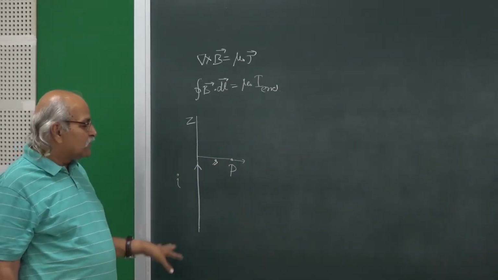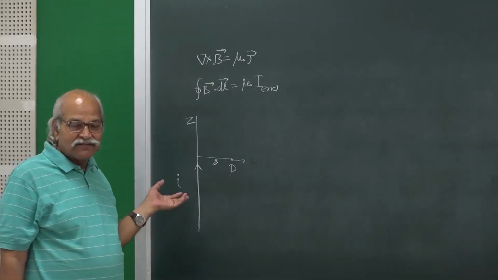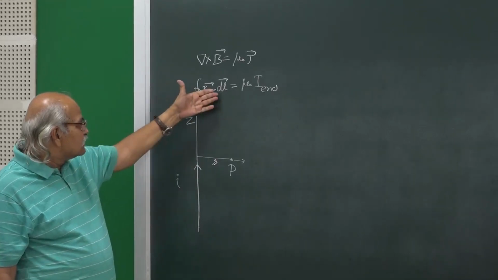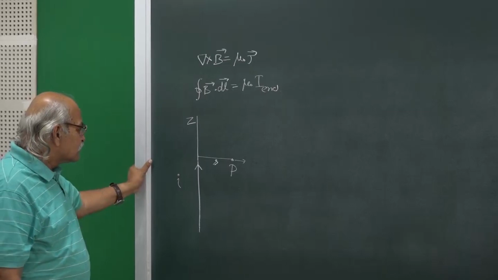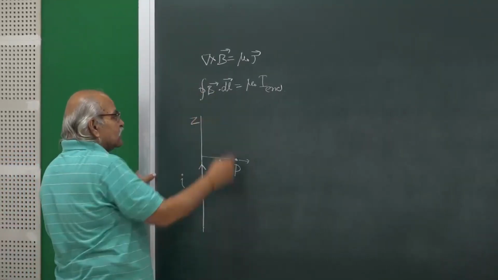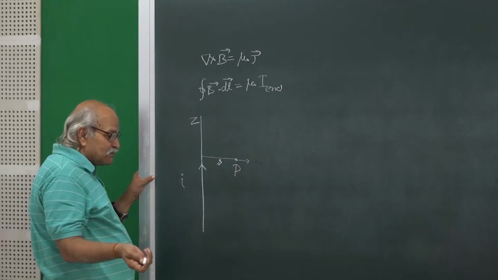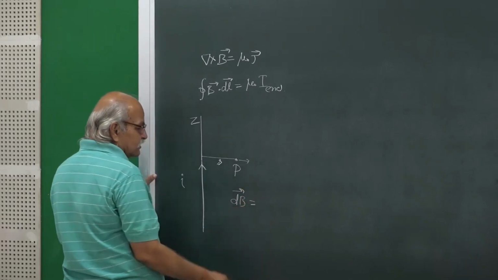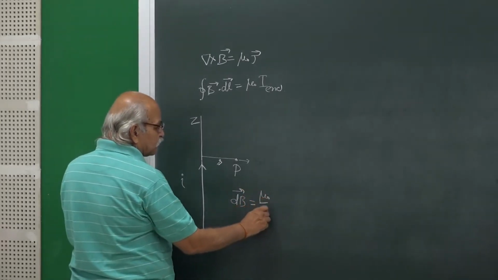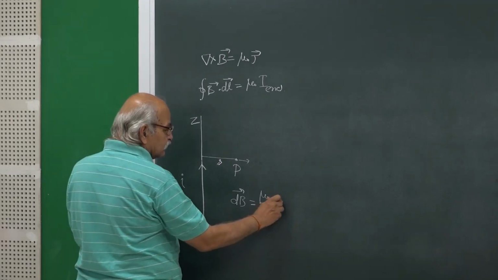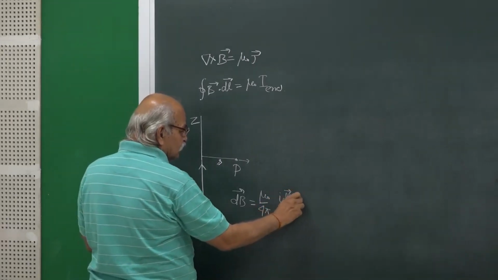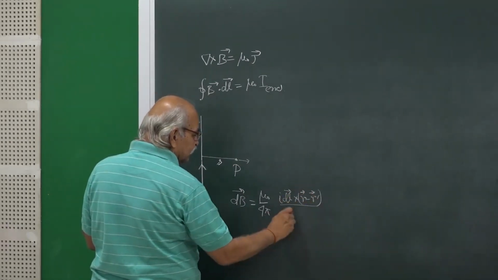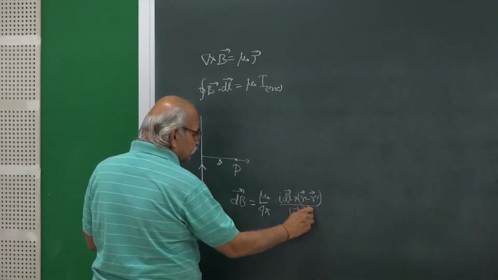We had solved this problem completely. We know the result using the Biot-Savart law. Now, in this case, we can apply this equation to get that final result. First, we will have to know the direction of B, and for that, the simplest is to use the Biot-Savart law: dB is equal to mu naught by 4 pi, I dl cross (r minus r prime), divided by |r minus r prime| cubed.